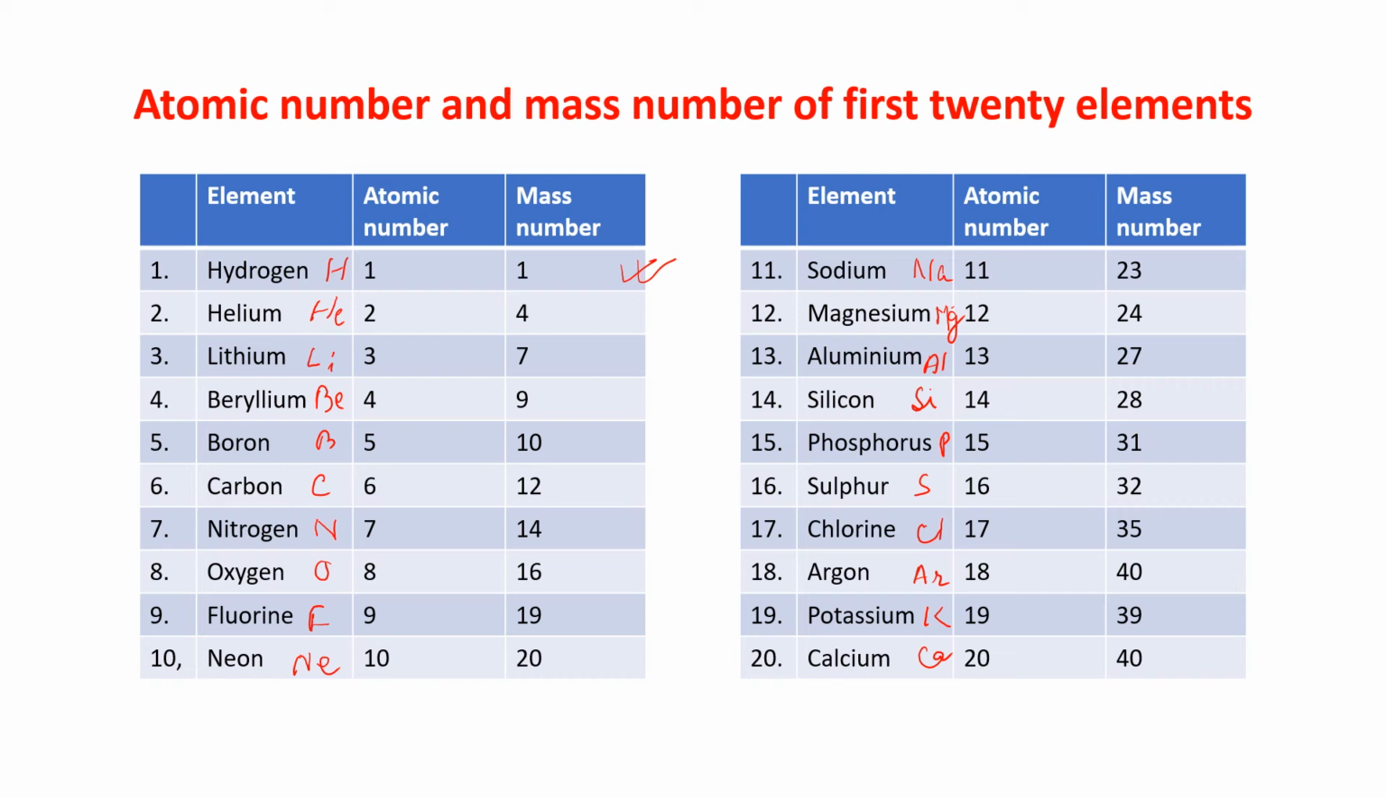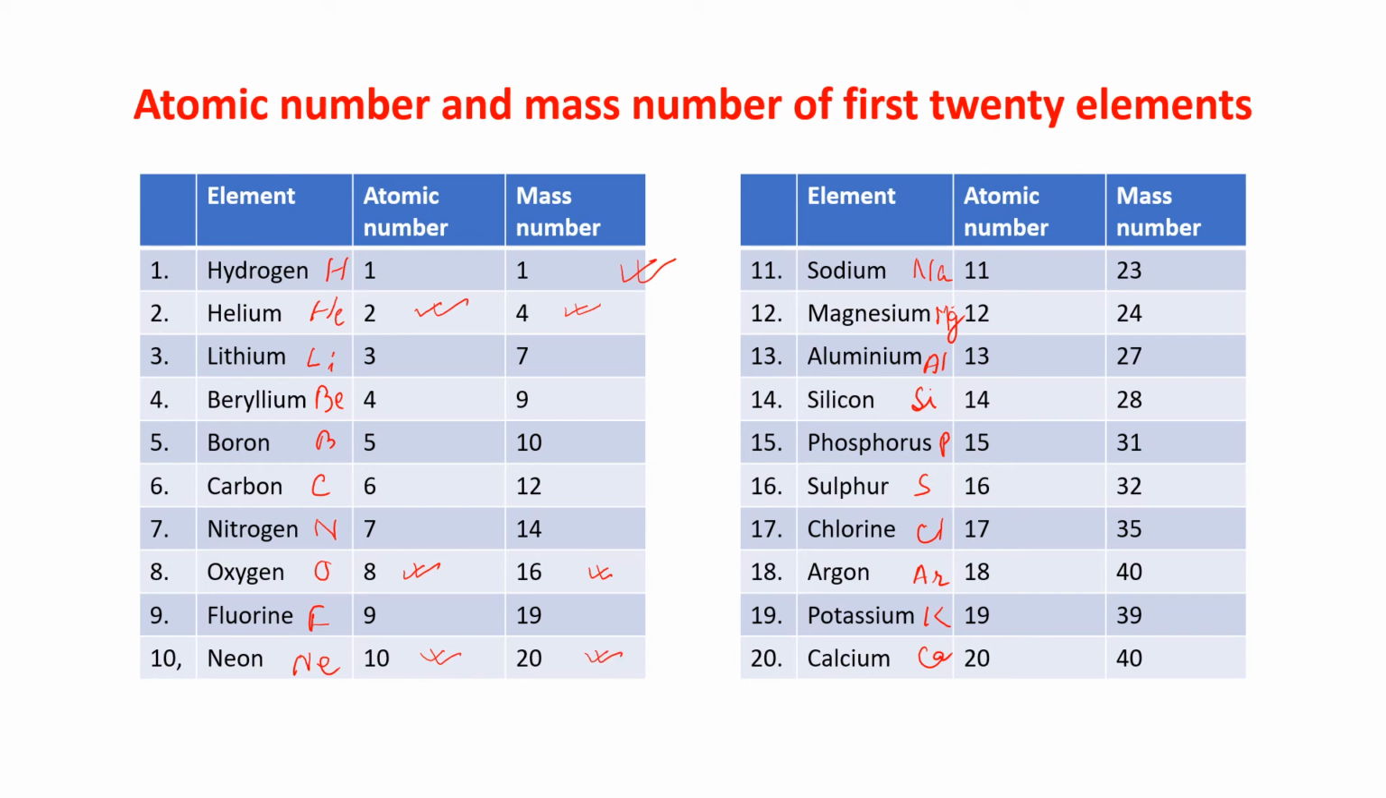If the element is having an even atomic number, the mass number of that element, just double it. See, helium is 2. It's an even number. Just double it. It's 4. Come here, see oxygen. It is an even number. Its mass number is just double, 16. See neon. It is 10. Even number. Its mass number is just double, 20.